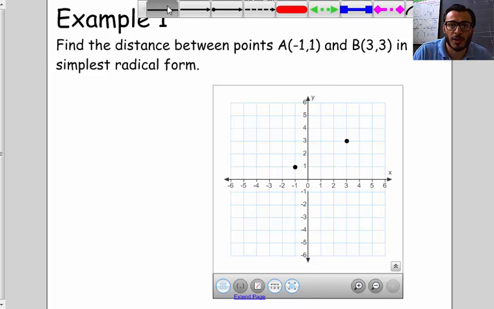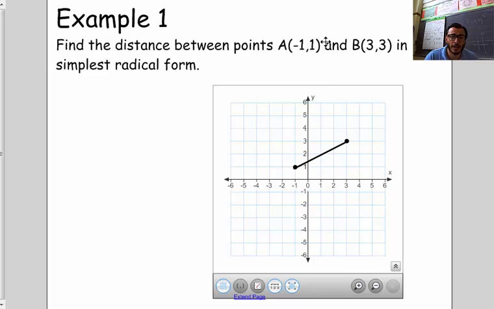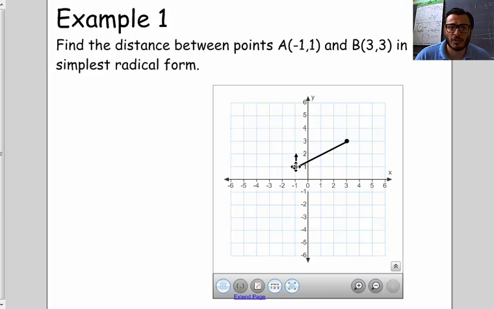Next, you want to connect the 2 points. So there it is, I connected the 2 points. What you want to do now is form a right triangle. This is basically the hypotenuse of a right triangle I'm about to form. I'll show you how to form the right triangle. You just sketch the rise over the run and you get your right triangle, which is just basically sketching your slope.